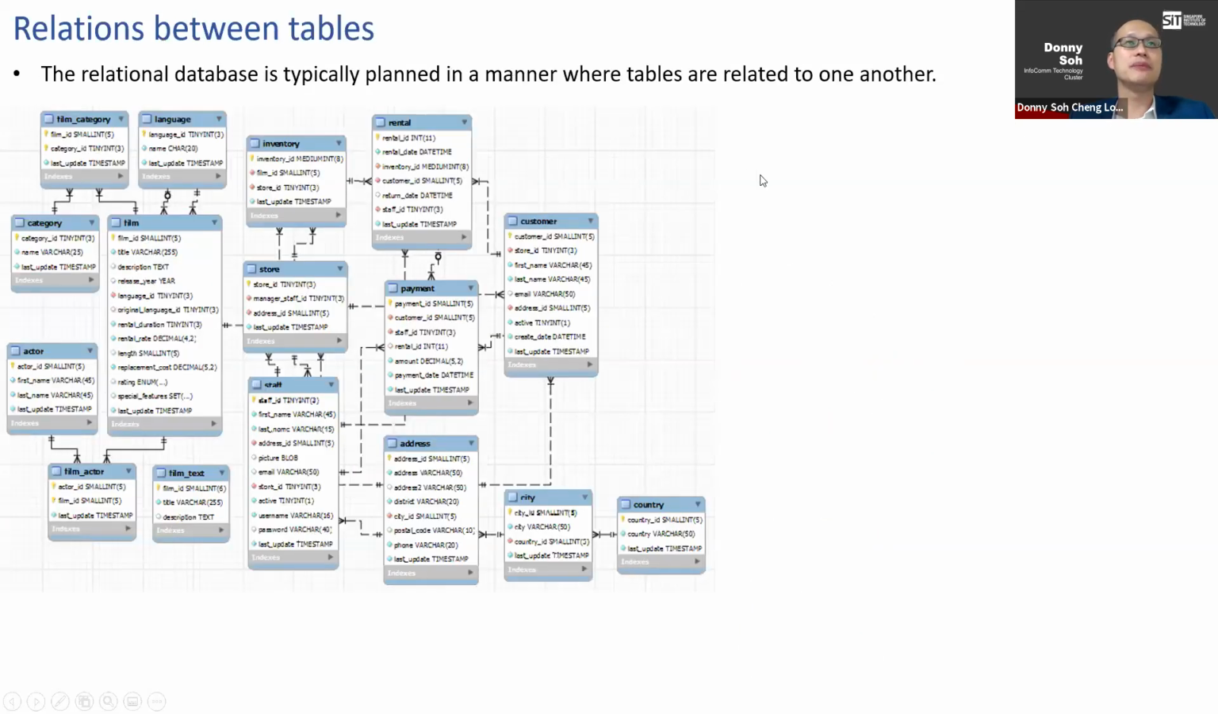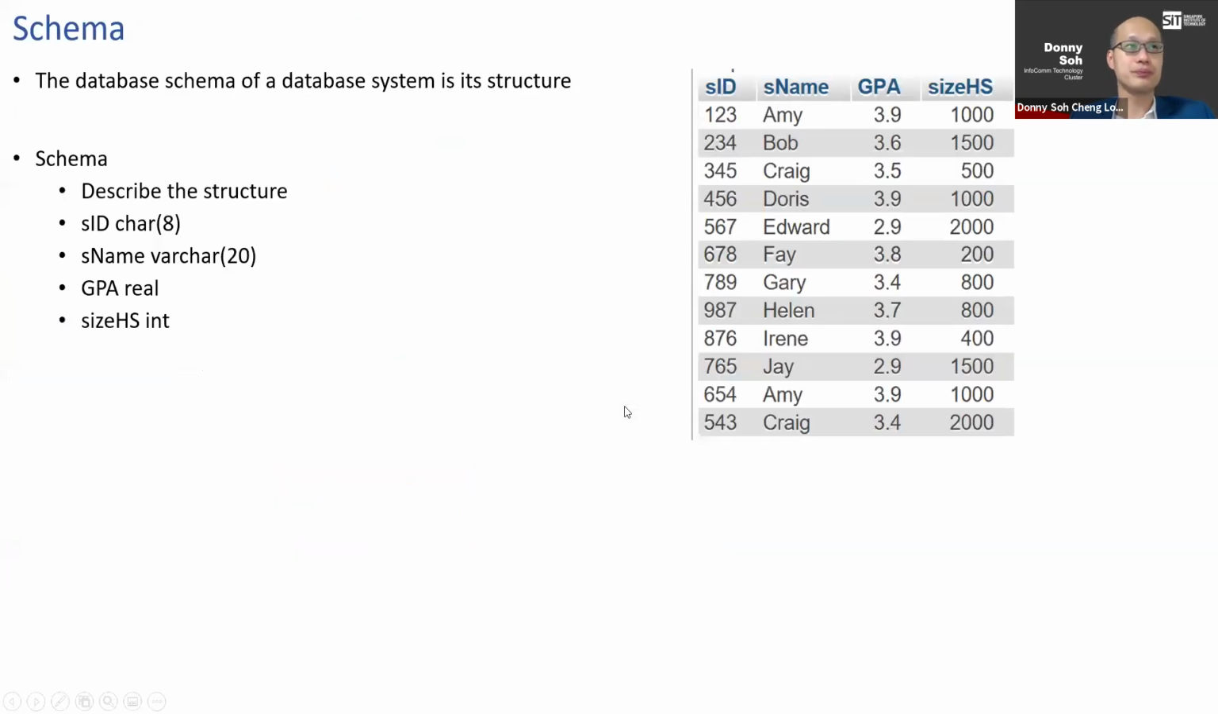And it is usually planned in a manner whereby certain tables are linked to one another. You don't need to go through this for the time being, but usually you end up with something that looks quite similar to this. So the schema describes the structure. In the structure you have character, variable character, GPA, which is a real number, and an integer, which is the size.